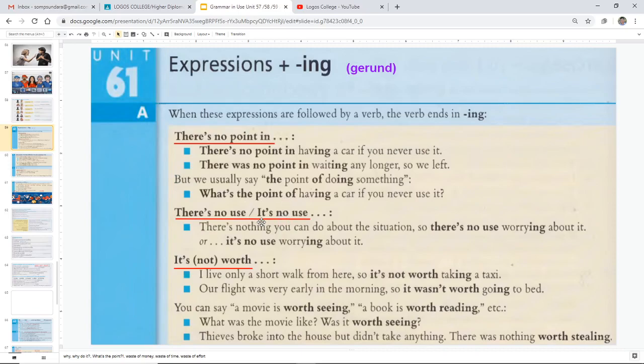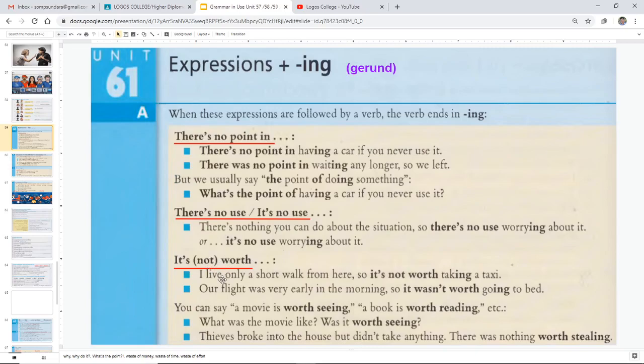There's no use. It's no use. So after use, you use a gerund. There's nothing you can do about the situation, so there's no use worrying about it. Or you can say, it's no use worrying about it. When you say this expression with the gerund, there's no use, it's kind of saying it's a waste of time, a waste of money, a waste of your effort. Don't waste your time. There's nothing we can do about the situation, nothing can help us, so don't waste your time worrying about it. There's no use worrying about it.